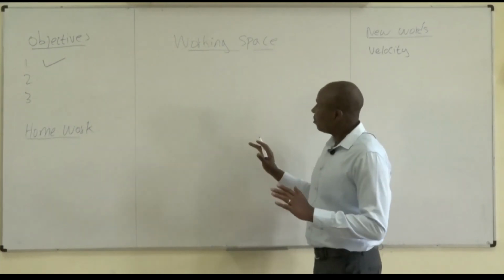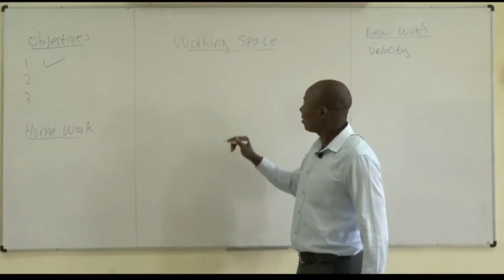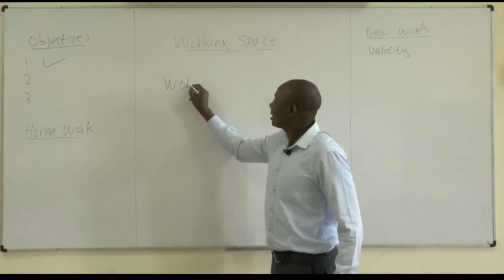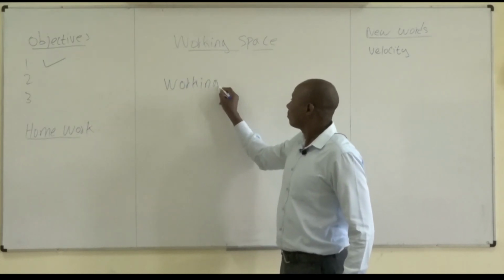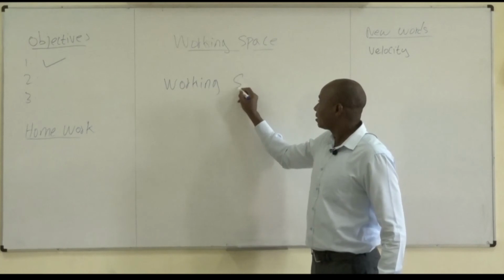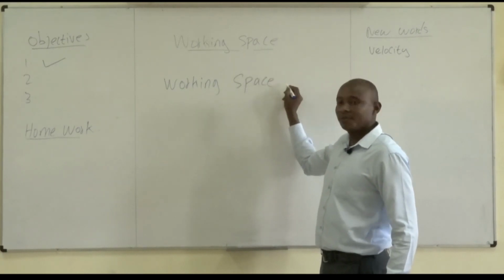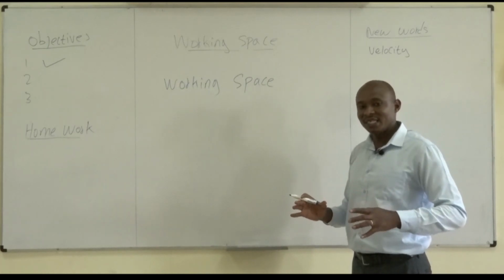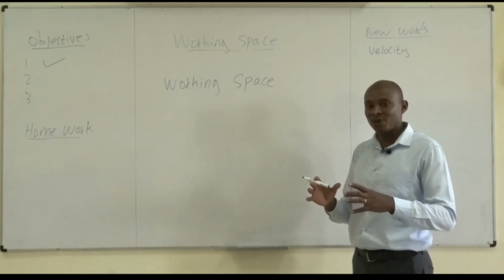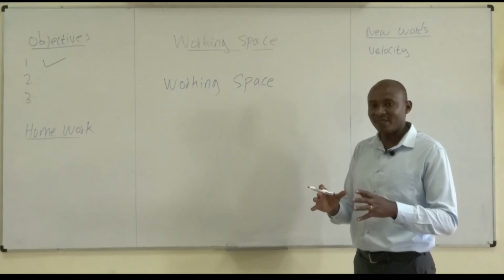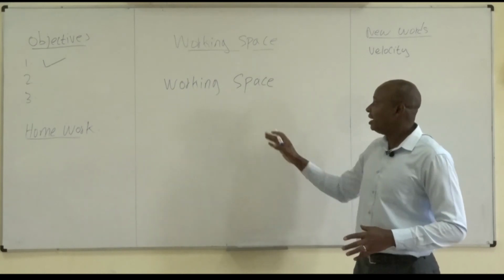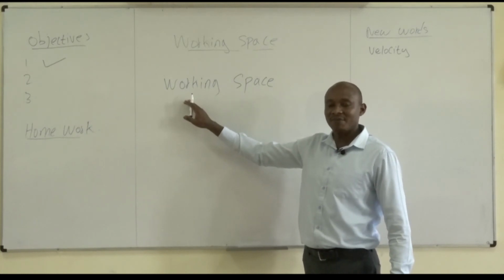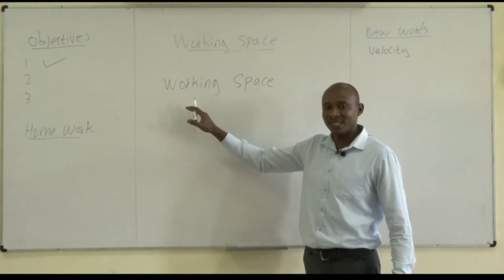Now, I'll do writing while standing on my right. For example, I'll say here, working space. You can see I'm completely not giving my students my back, but I'm able to somehow maintain eye contact. The second advantage is that it exposes what I'm writing. I'm not blocking what I'm writing. It exposes what I'm writing.